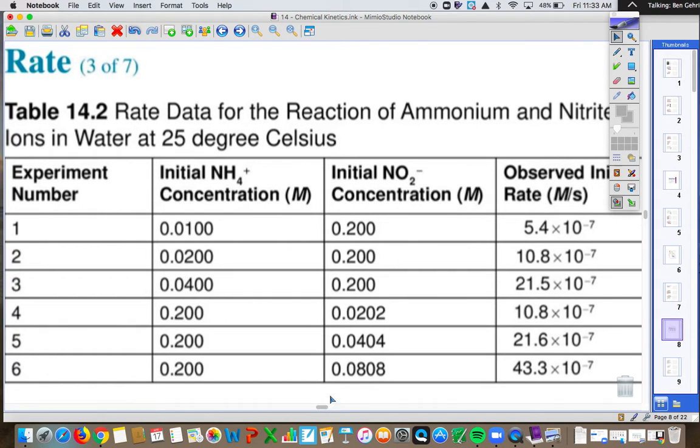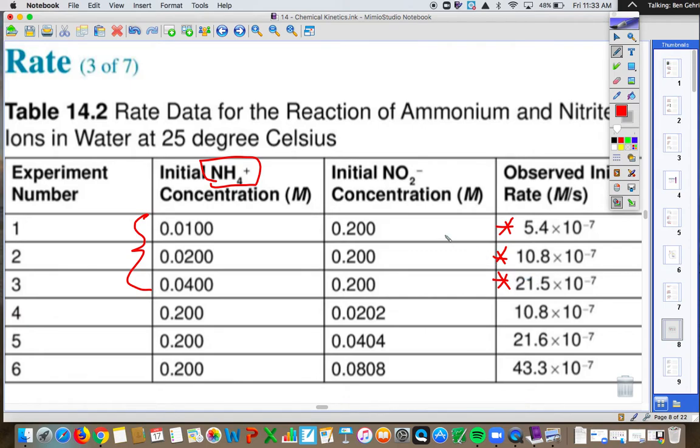So in this case, again, like it was said in the last slide, these first three reactions were changing the concentration of ammonium. So this is my initial concentration. We started at 0.01 molar, we went to 0.02 molar, we ended at 0.04 molar. Notice my concentrations of nitrite are all the same at 0.2. So we're looking for the initial rate in molar per second. With my 0.01, we got 5.4 times 10 to the minus 7th. We got 10.8 times 10 to the minus 7th. We got 21.5 times 10 to the minus 7th.